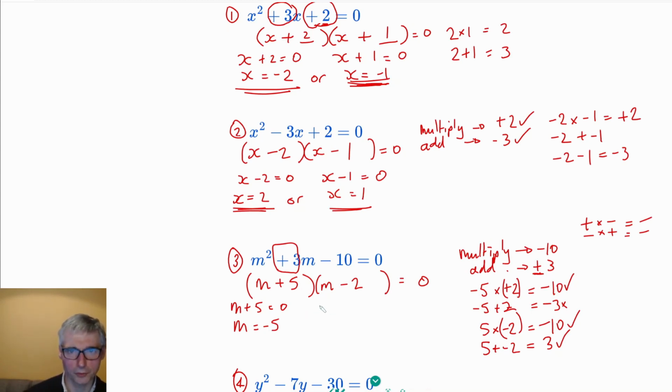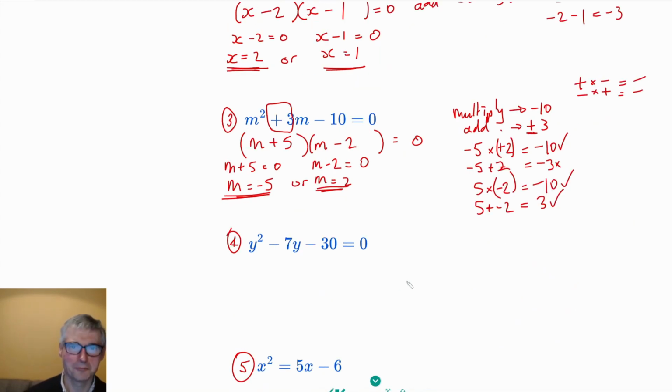If the second bracket was going to equal 0, so m minus 2 equals 0, then for that one m would have to equal 2. So that's going to be m is 2. So there are solutions for that one. So we've got m is minus 5 or m is 2.